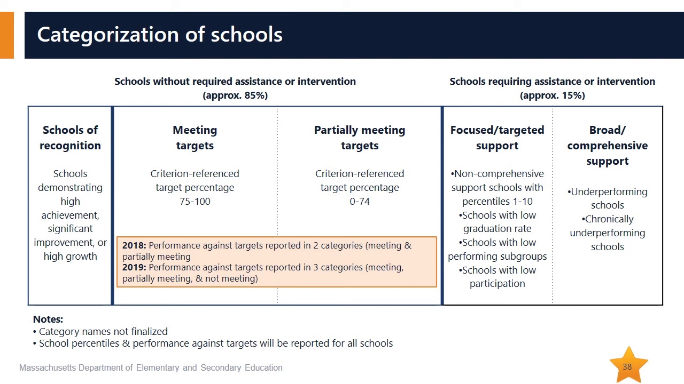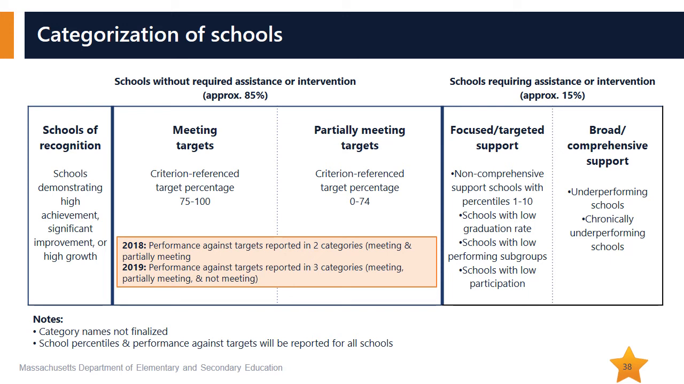If a school has not been designated as needing broad or comprehensive support, then there are a few ways that the school could be given this designation. The first is using the normative component of the system. If the school has an accountability percentile from 1 to 10, meaning it is among the lowest performing 10% of schools, then the school will be designated as needing focused or targeted support.